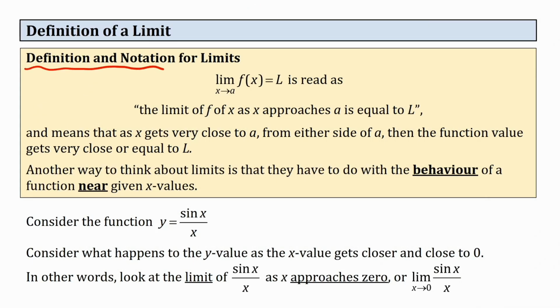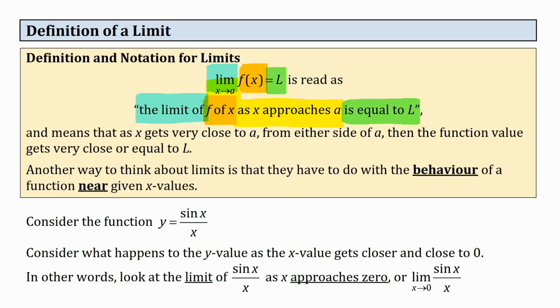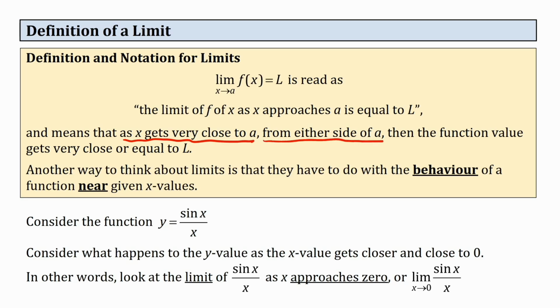We can look at a definition and notation for limits now that we've looked at that initial example. What you say when you read this notation is the limit of f of x as x approaches a is equal to L. And what that means is that as x gets very close to a from both sides of a, then the function value, the y values, gets very close to or equal to L.